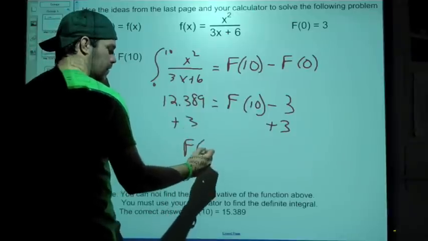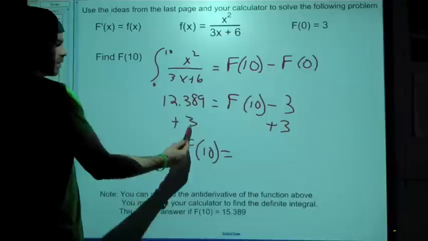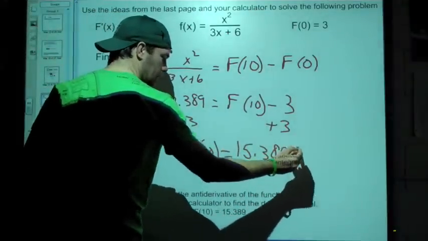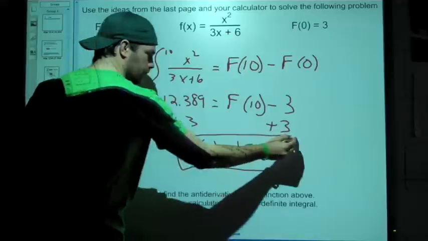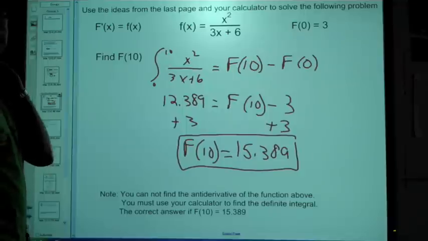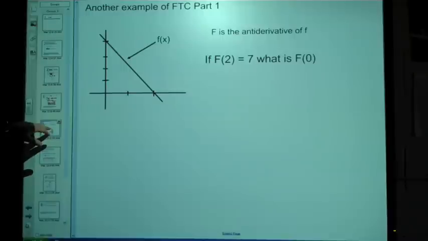So now all we have to do is simple math, add 3, and we get big F of 10. The antiderivative at 10 is 12 plus 3, 15.389. So this is a very common multiple choice type of question you'll see on the AP exam. Same idea, next page.